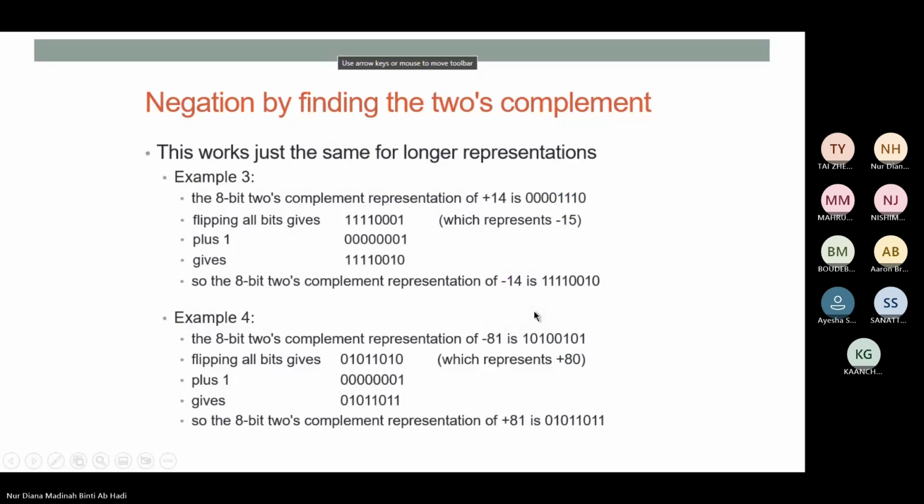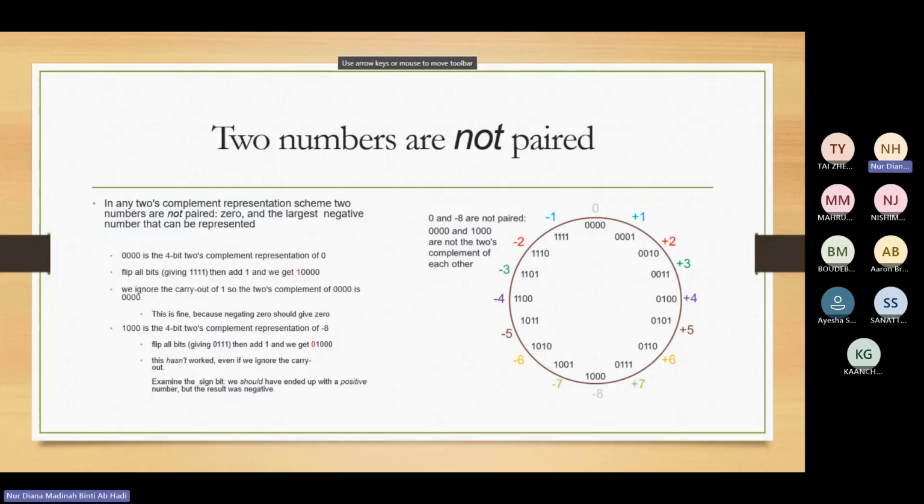Okay, so two numbers are not packed, which are 0 and negative 8. These two are not being packed, because they are not the two's complement of each other, okay?